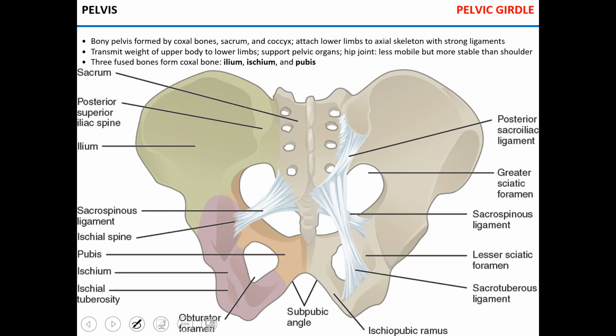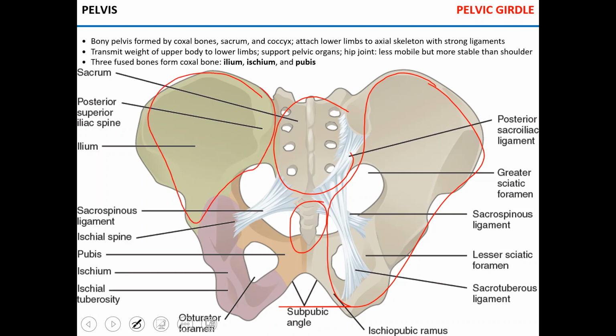Pelvis. So pelvis, bony pelvis, is formed by 2 coxal bones, sacrum and coccyx. So it attaches lower limbs to the axial skeleton. It's basically the pelvic girdle. It transmits the body weight to the legs. Supports pelvic organs. 3 fused bones form the coxal bone: ilium, ischium, and pubis.